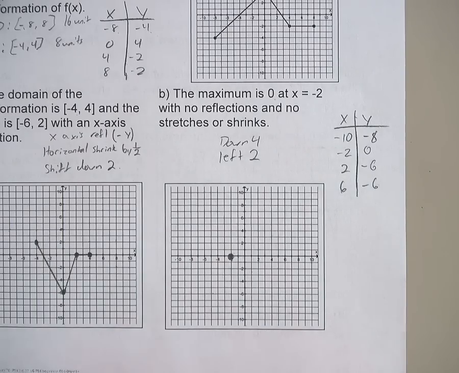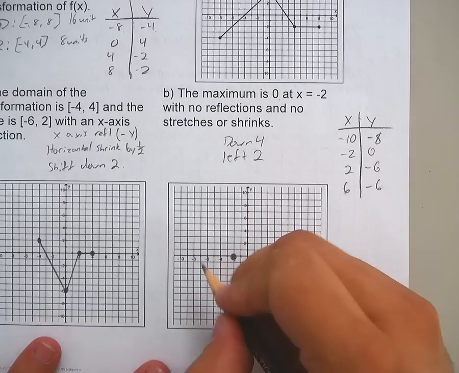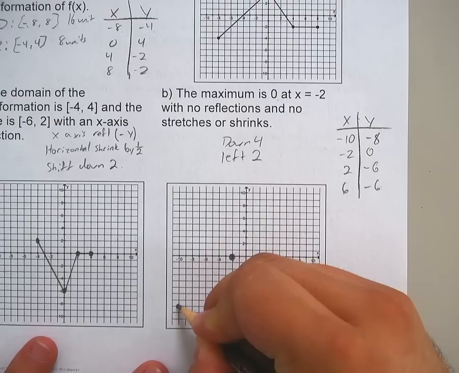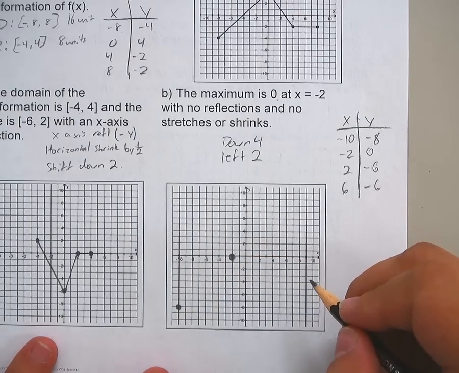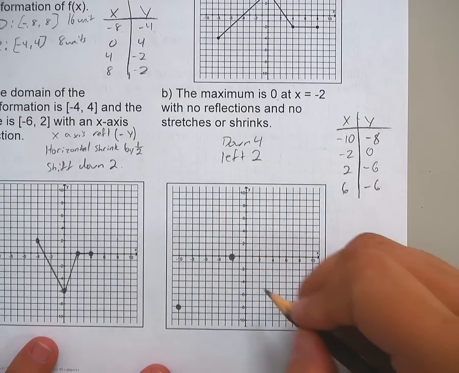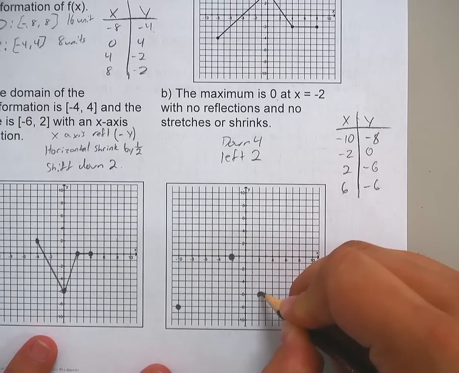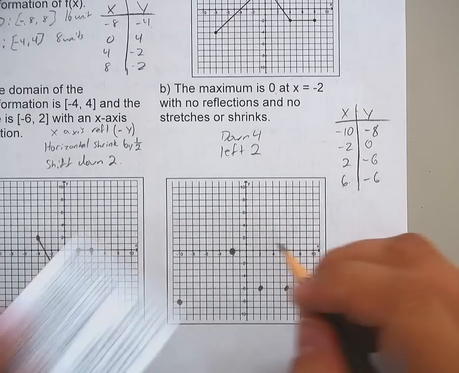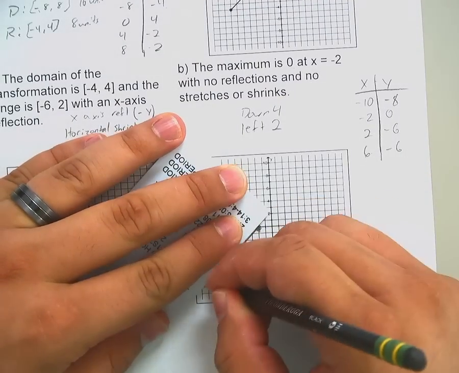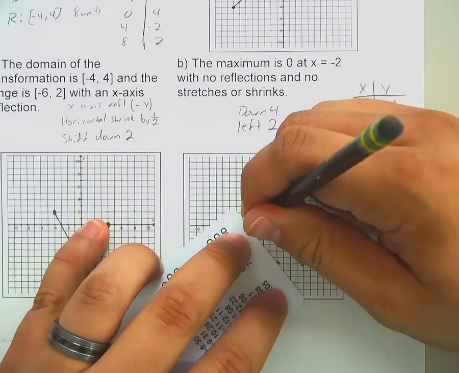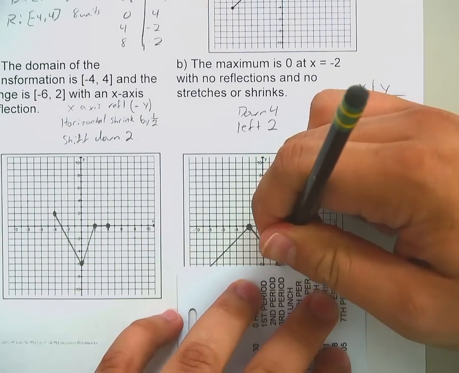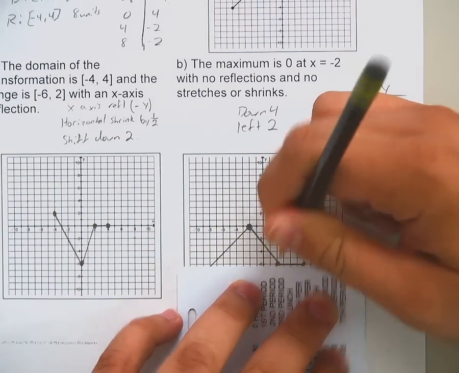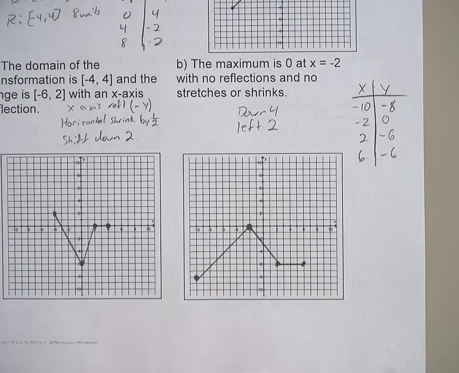Okay, let's do this thing. You have negative 10, negative 8, right here. Negative 2, 0. Already got it. 2, negative 6, right here. 6, negative 6, right here. Draw them up. All right. No shrinks, nothing like that, no reflections, no stretches, nothing to worry about there.